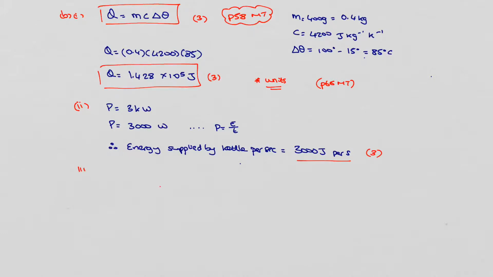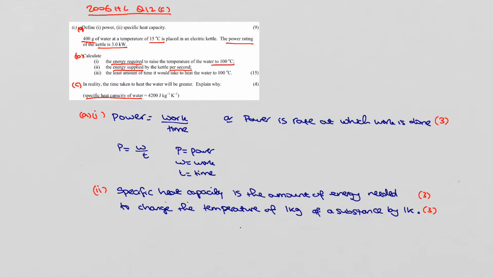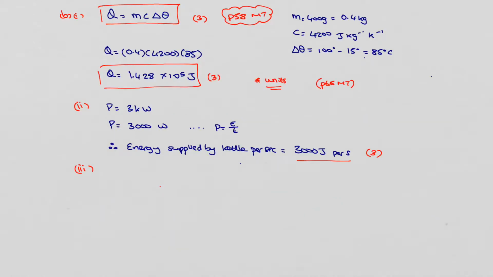And then part 3, well, what do we want? This time we want the least amount of time to heat the water to 100 degrees Celsius. So the time taken to heat the water, well, what have we just written down? Power is equal to energy over time. So therefore, if we want time, well, let's rearrange that equation. So multiply both sides across by t, gives me pt equals E, and divide both sides across by p. So in other words, we get energy over the power.